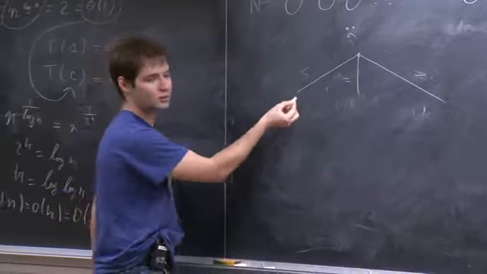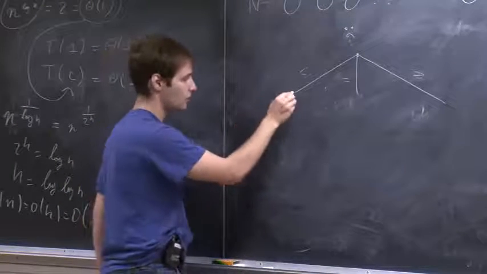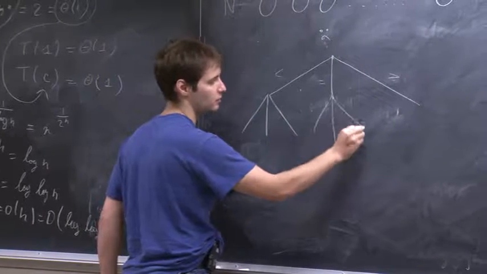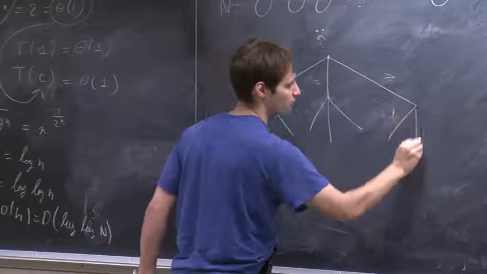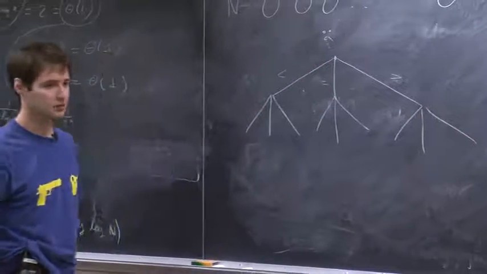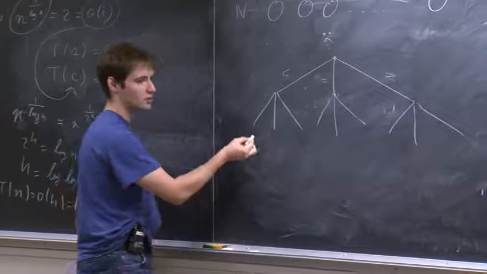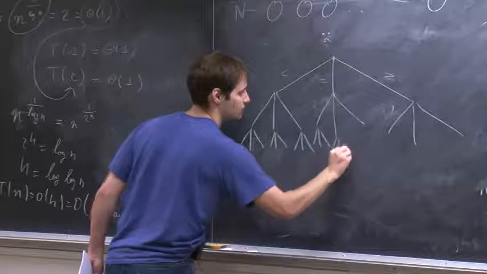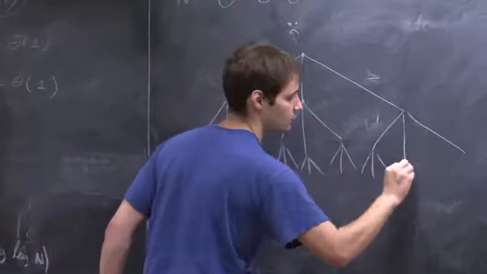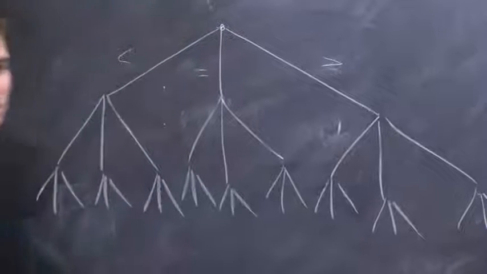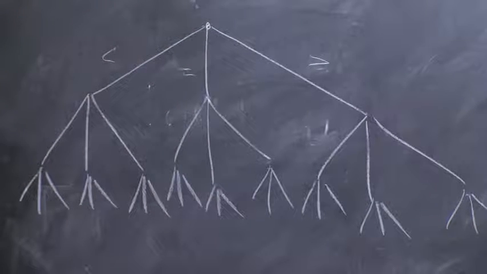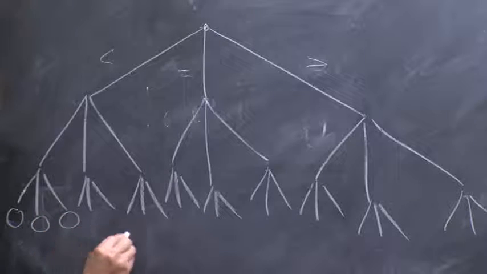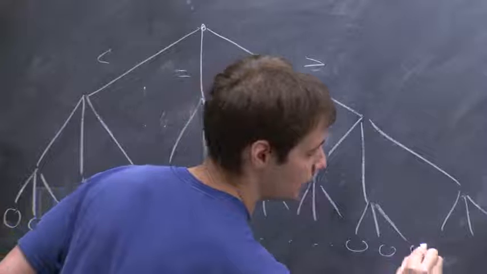Now, if we're here, we're going to do another experiment. Three possible answers. If we're here, another experiment, three possible answers. If we're here, another experiment, three possible answers. Say we do a third experiment, again with three possible answers each. And then suppose we stop. If we stop, we have to give an answer. So this is an answer, this is an answer, this is an answer, and so on.